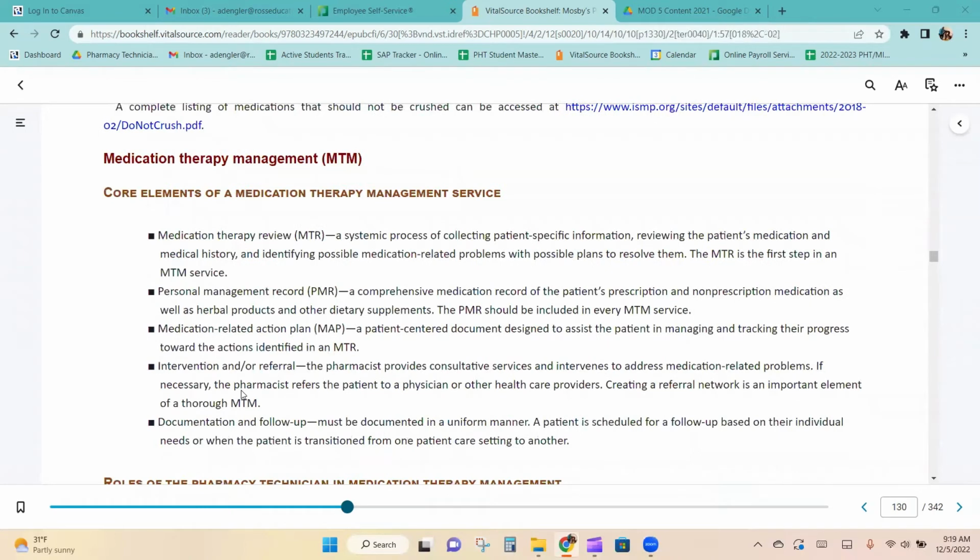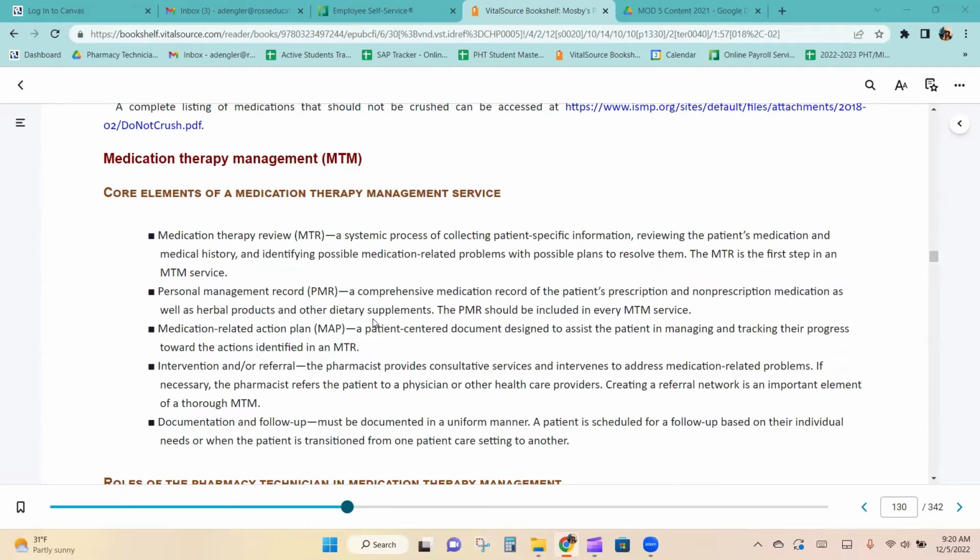So medication therapy management, which we abbreviate as MTM, is a medication management therapy service that pharmacies offer. First, the medication therapy review: a systematic process of collecting patient-specific information, reviewing the patient's medication and medical history, and identifying possible medication-related problems with possible plans to resolve them. The MTR is the first step in an MTM service.